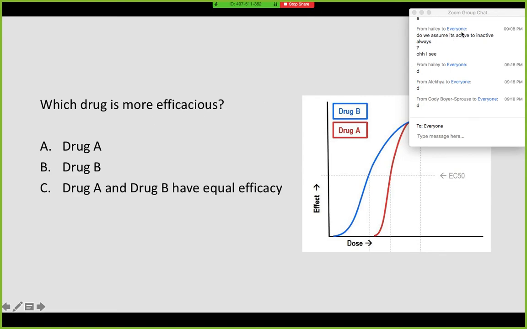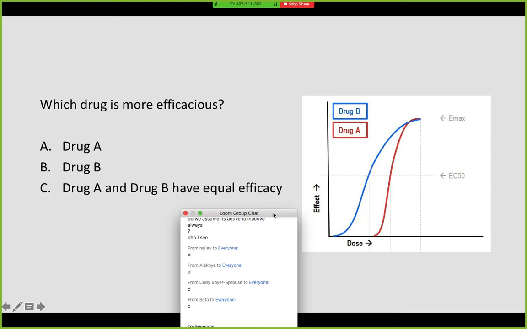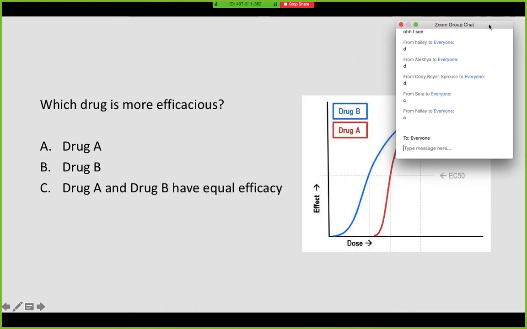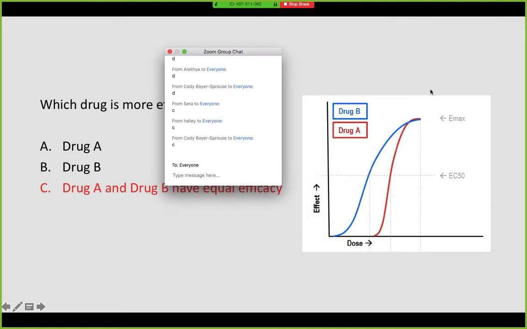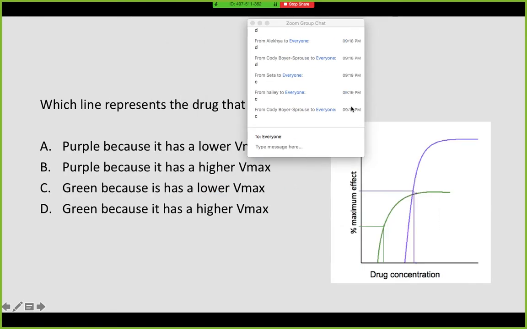Okay, so which drug is more efficacious? Drug A or drug B? Or are they equally efficacious? Right, so the correct answer is C. They're equally efficacious because they reach the same Emax. Okay.